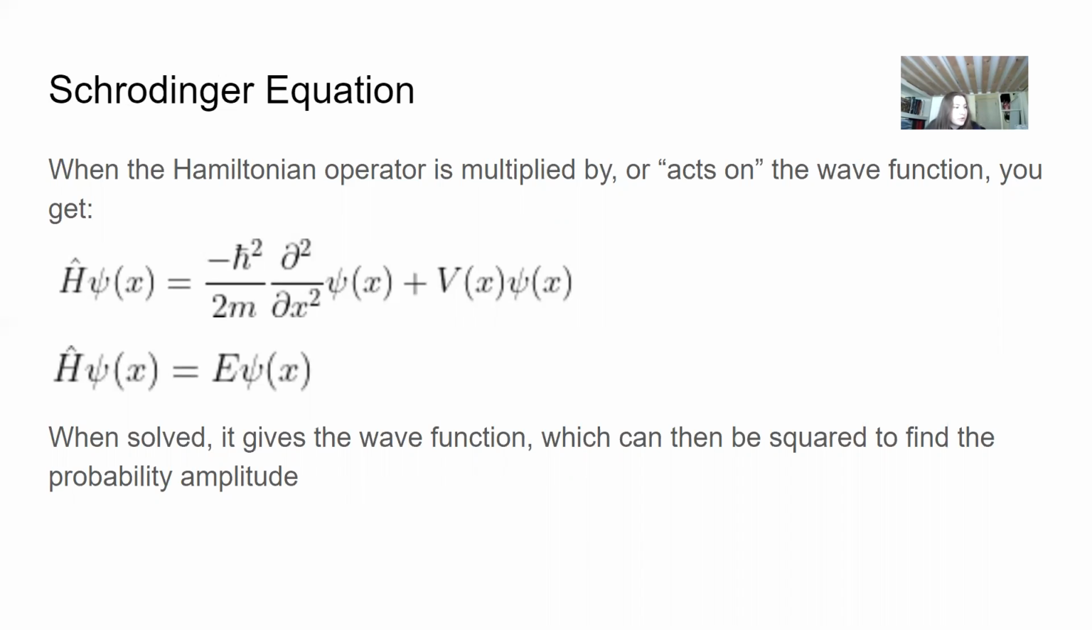When you solve this equation, you start with the Hamiltonian, plug it into the equation, and then solve it for the wave function. As we said earlier, you can then square the wave function to find the probability amplitude.